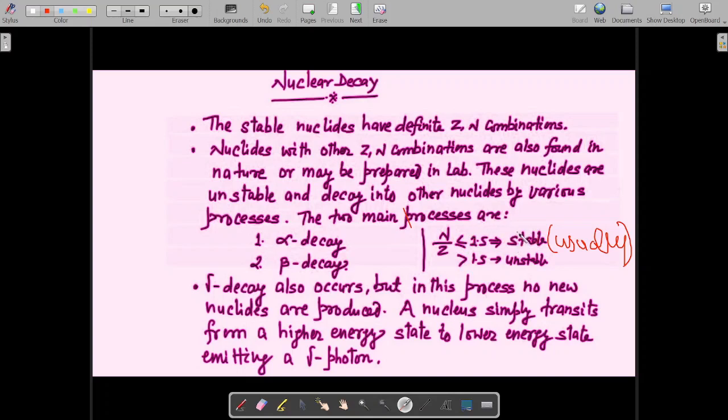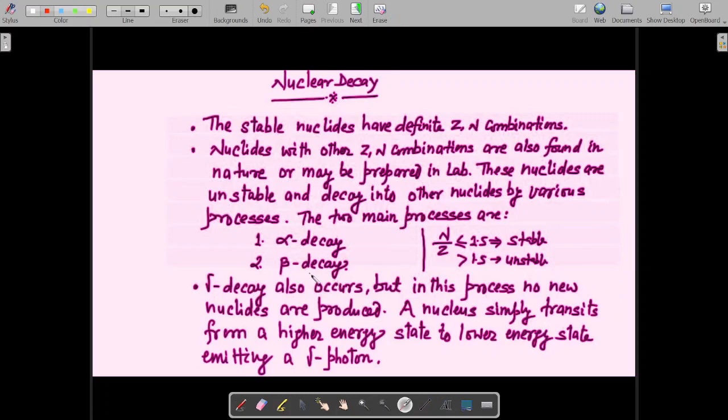There are many exceptions to this rule, but usually it is seen that an N by Z ratio smaller than or equal to 1.5 is stable, and an N by Z ratio greater than 1.5 is unstable. This is also usually seen, but again not a hard and fast rule.